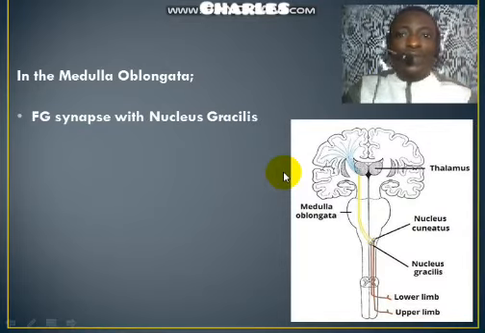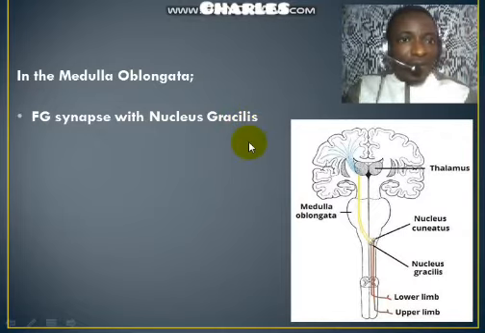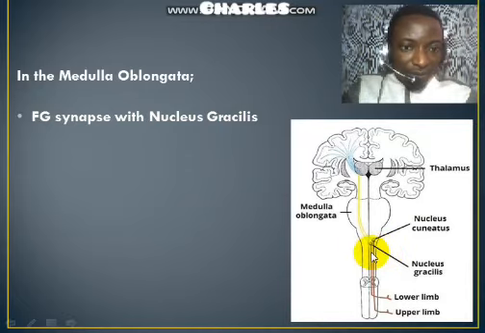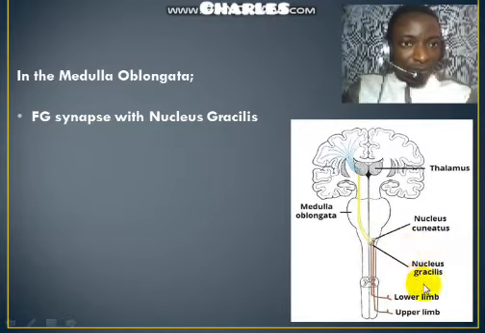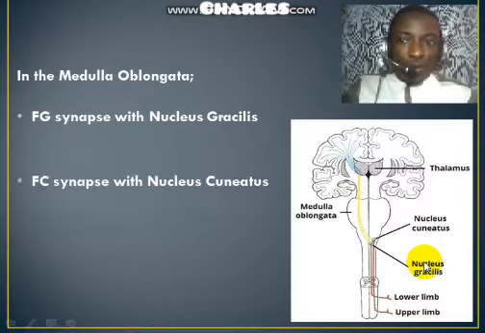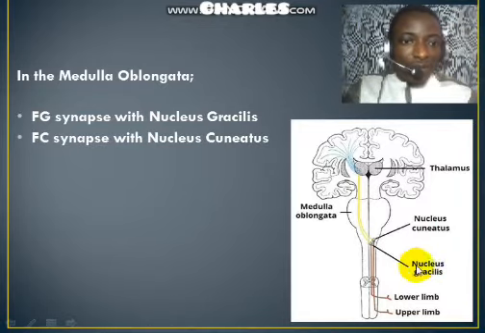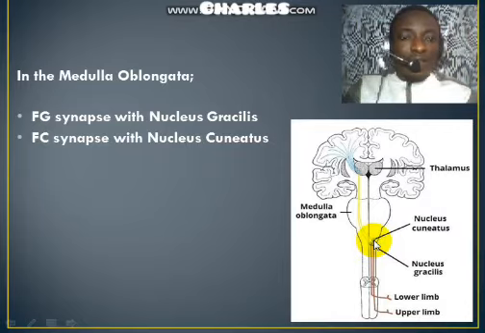First is that the fasciculus gracilis synapses or unites with its nucleus, which is known as the nucleus gracilis. Here is the fasciculus gracilis, and this is the nucleus of the fasciculus gracilis. Also, the fasciculus cuneatus synapses with its nucleus, which is known as the cuneatus nucleus. This event occurs in the medulla. That is one. There are other things going on in the medulla.